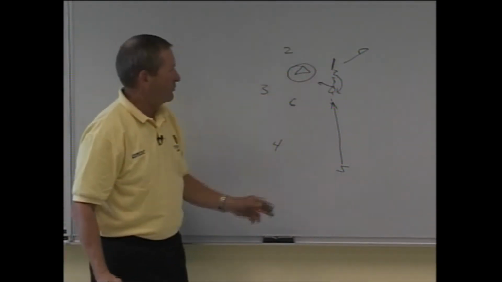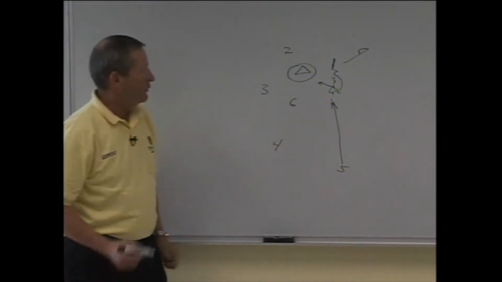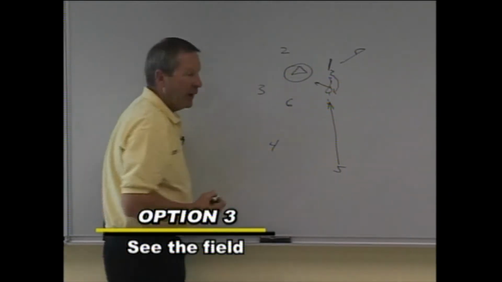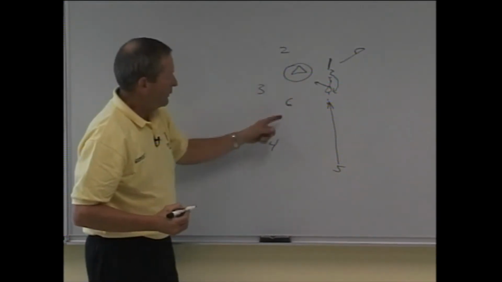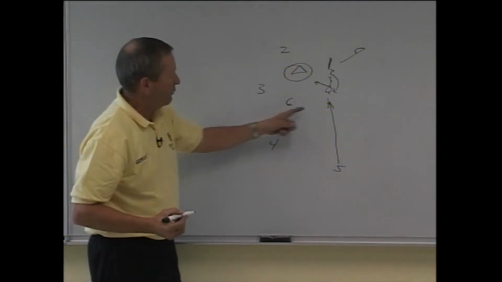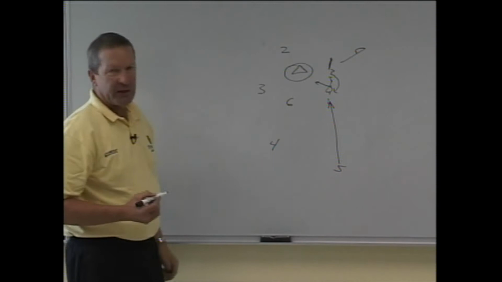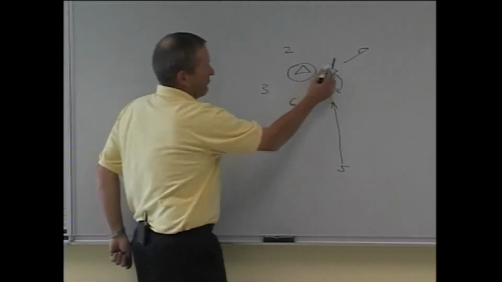So he can keep the ball himself, or he has 5 on the cut. His third option is to see the field and see possibly who is open here. Possibly 6, his man didn't stay with him. Someone rotates to cover 5. He might have 3 on the backside. So he has different options to look at.